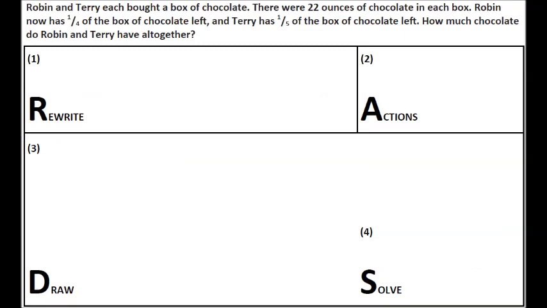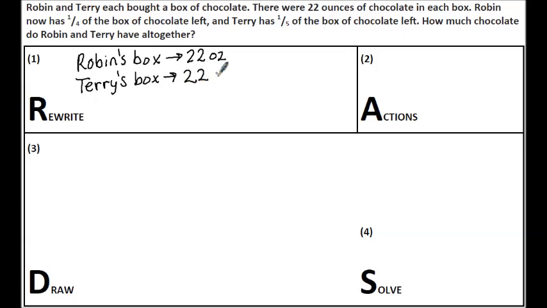Robin and Terry each bought a box of chocolate. There were 22 ounces of chocolate in each box. So that's pretty important. So we have that Robin bought a box of chocolate, and Robin's box had 22 ounces of chocolate, and ounces is abbreviated OZ. And Terry bought one of these boxes as well. So Terry's box has 22 ounces.